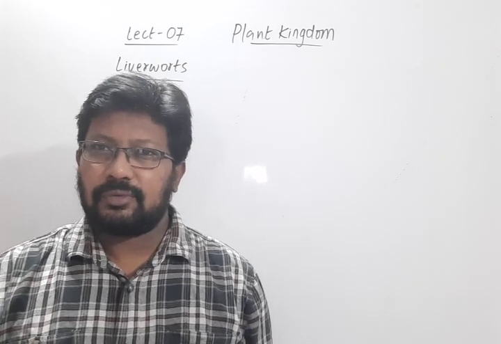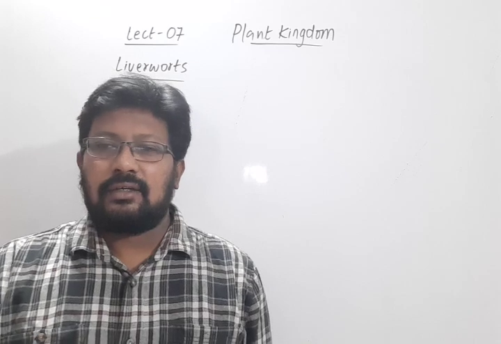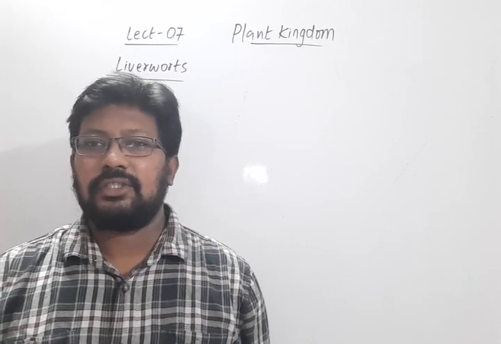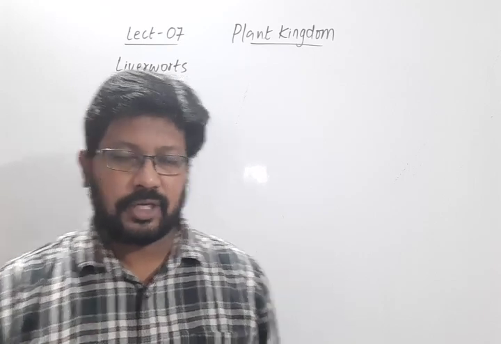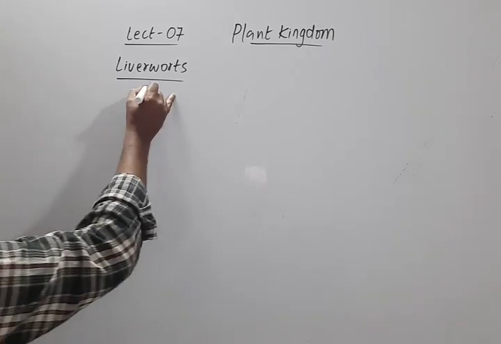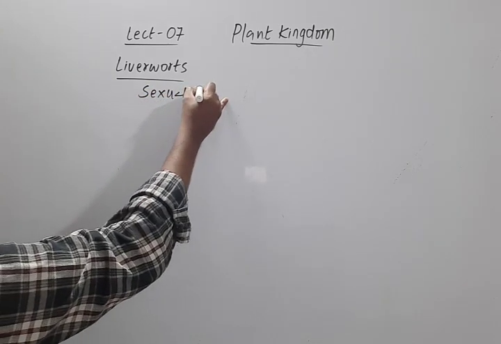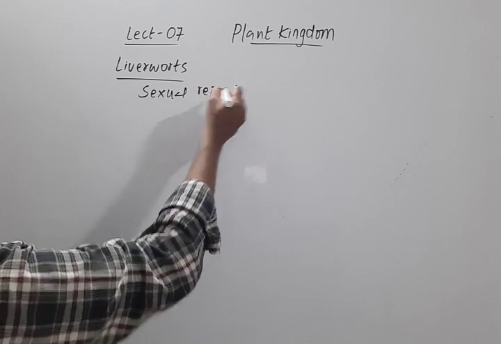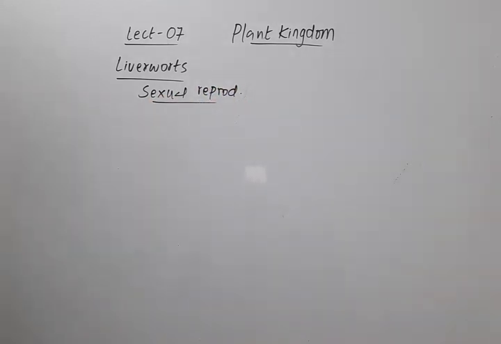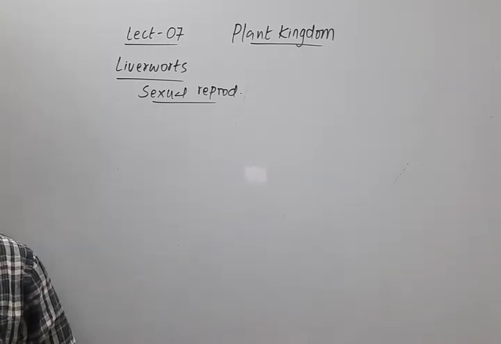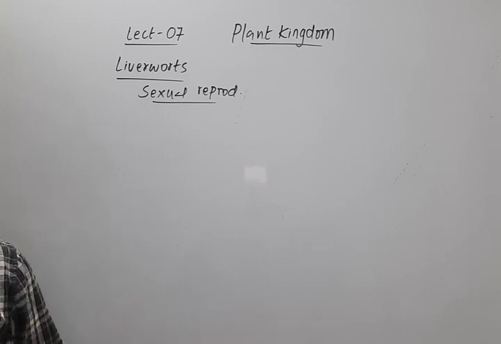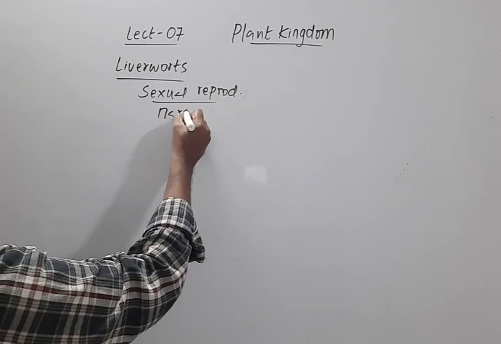Under the asexual mode of reproduction, we have already studied that it takes place by fragmentation and by the formation of gemma cups. Right now we are discussing sexual reproduction, which takes place by the formation of antheridia and archegonia. In the last session I gave you the structures of antheridia and archegonia, especially in the case of Marchantia.